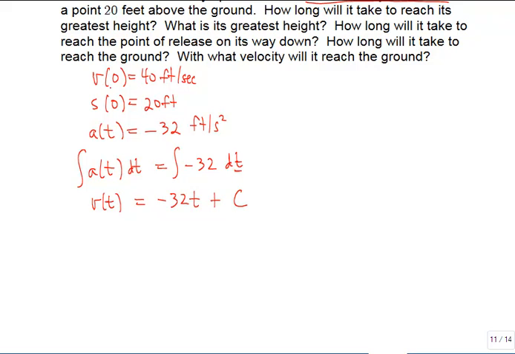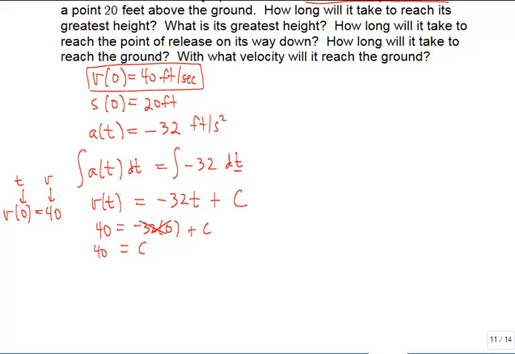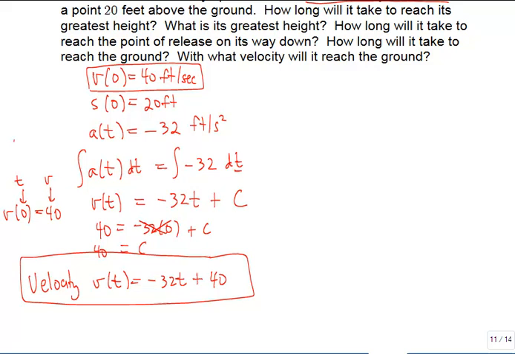So now we want to use our initial condition, and we want to use the one that refers to velocity. So v of 0 equals 40 means I'm going to let t be 0, and I'm going to let my velocity be 40. So 40 goes on the left side. t is 0, which means this whole term goes to 0. So c is 40. So my velocity function will be v of t equals negative 32t plus that c, which we just found out was 40. So we knew acceleration due to gravity, and we just figured out velocity.